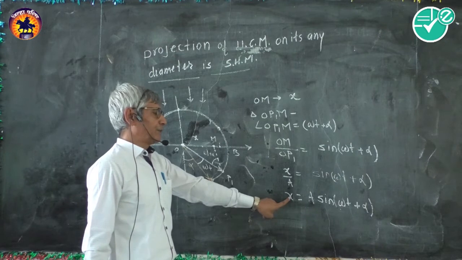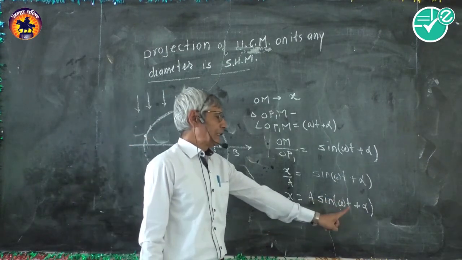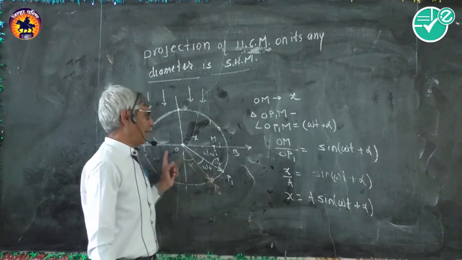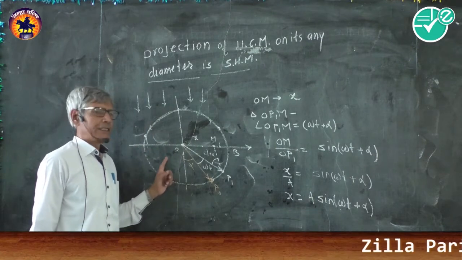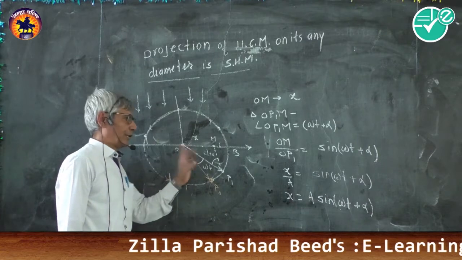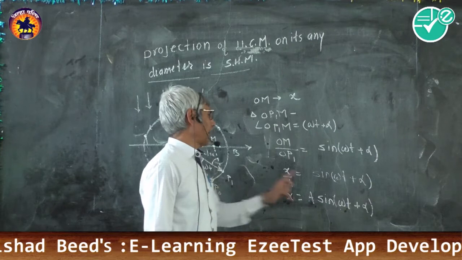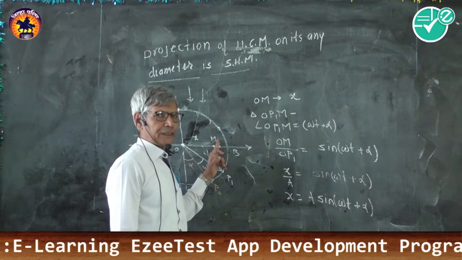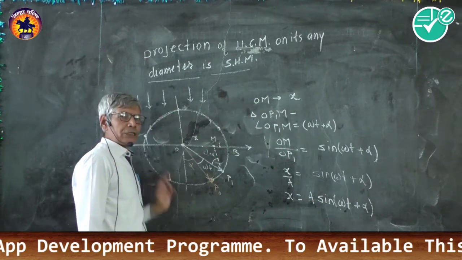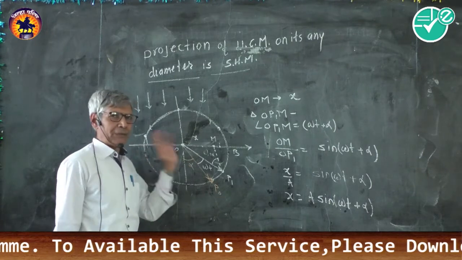This is the equation of the displacement of the projection on the diameter at any instant t, where A is the amplitude of the oscillation, that is the maximum distance covered by the projection along the diameter, which is equal to the radius of the circular path, and omega is called the angular frequency of the projection, which is equal to the angular velocity of the particle performing circular motion along the circumference of the circle and whose projection on the diameter is to be considered.